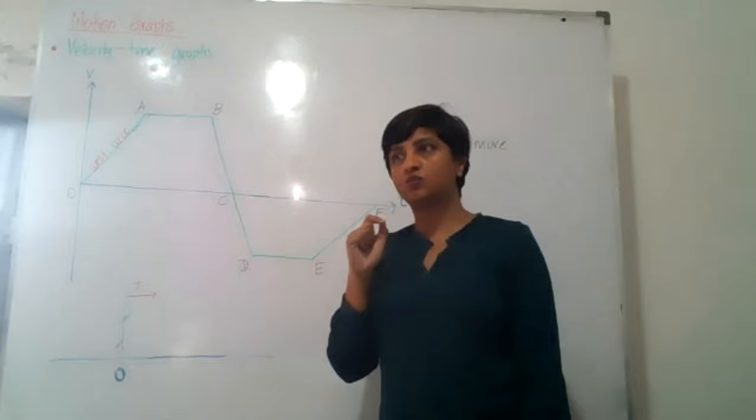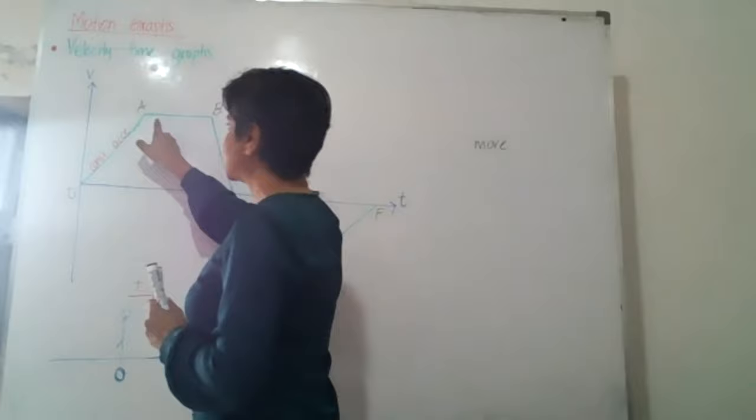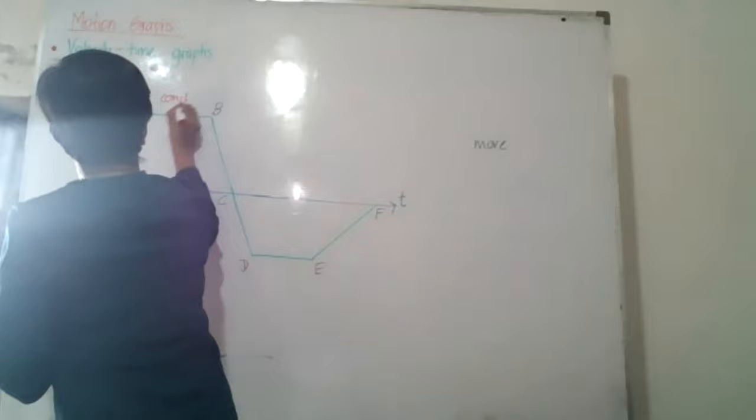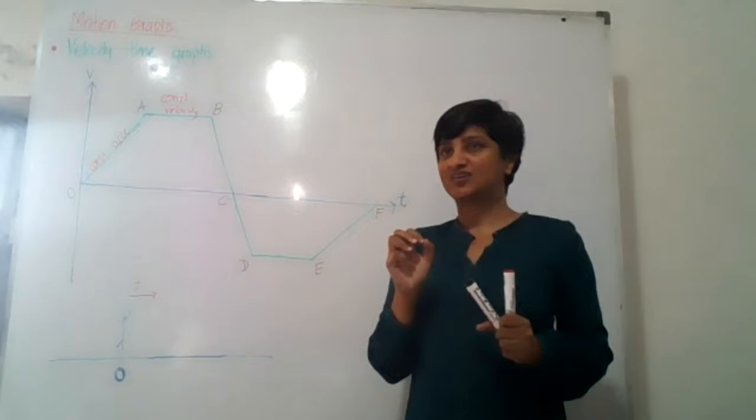Is it the same direction or has he turned back and come back? Same direction. He keeps moving in the same direction. Constant acceleration reaches a certain velocity, stays at that same velocity. So this is constant velocity. B to C, what's happening? Constant deceleration. Velocity is dropping.